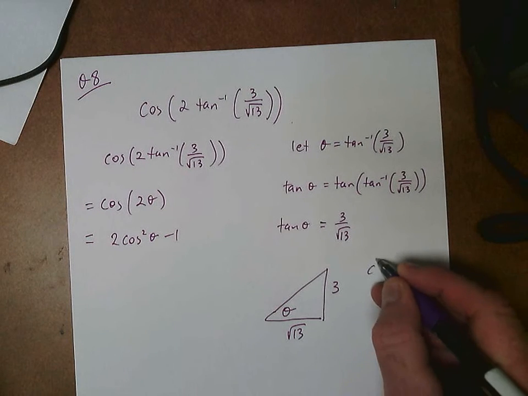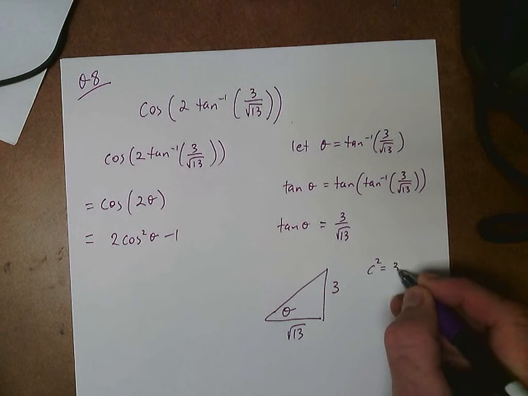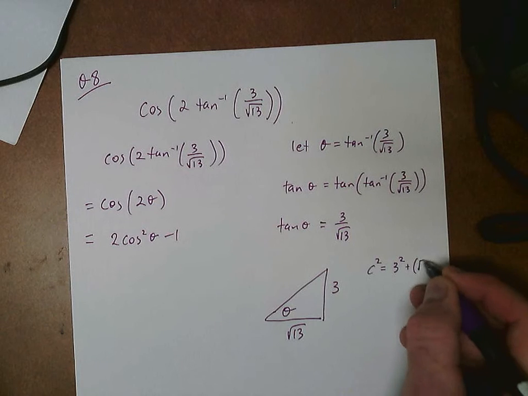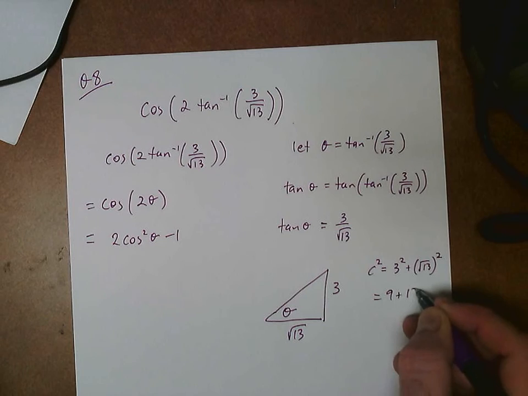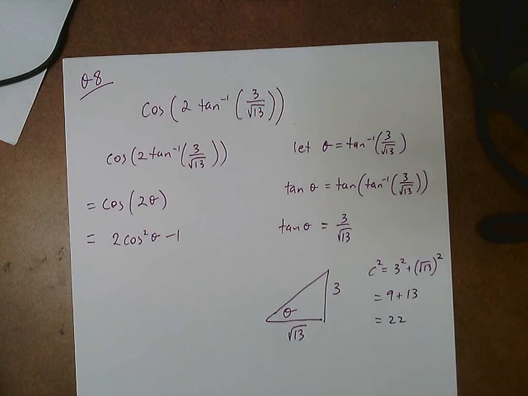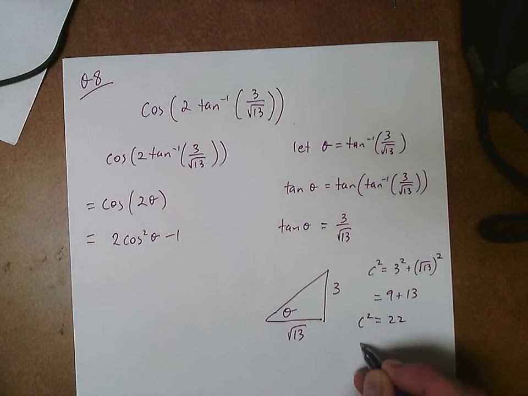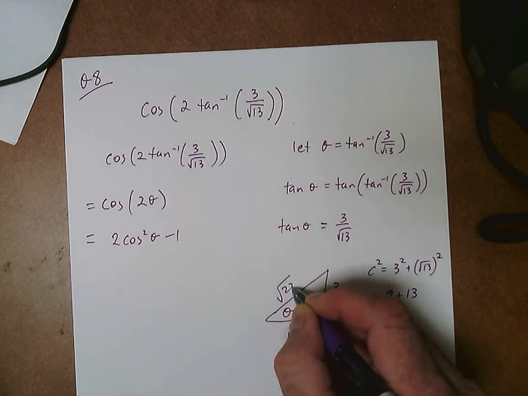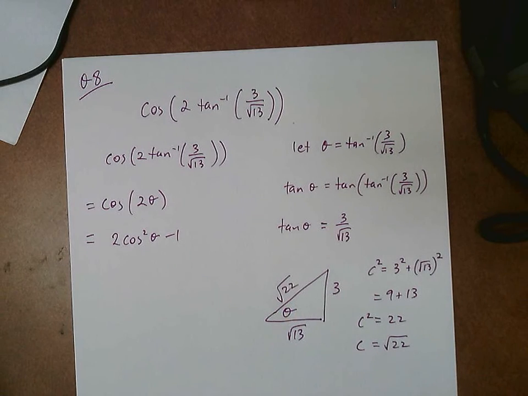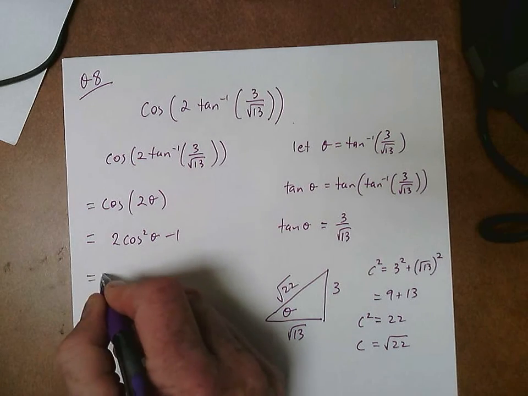And then our c squared is 3 squared plus root 13 squared. So it's 9 plus 13 equals 22. That's c squared. So c equals the square root of 22. So now I have the triangle complete, and I can write any trig function I like.